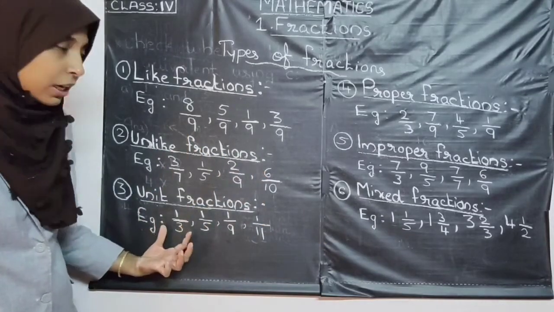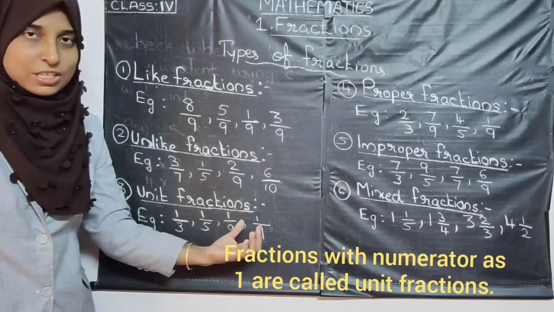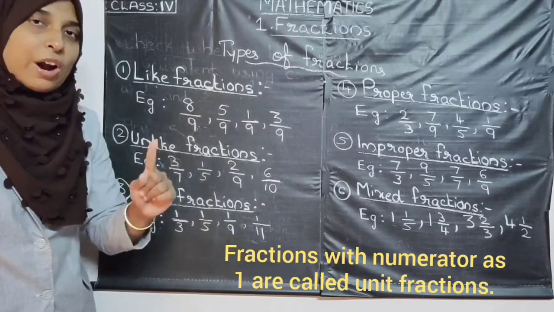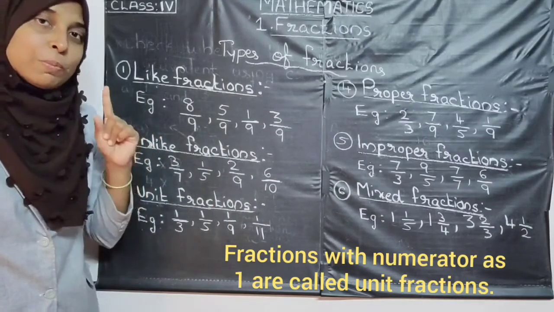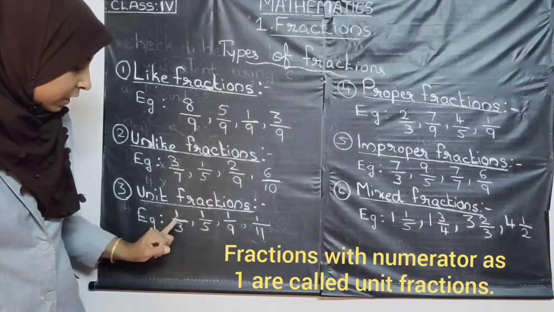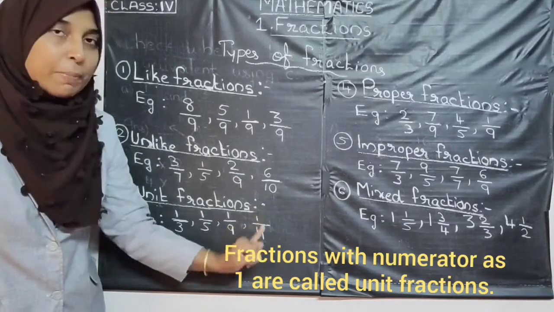Okay, the third one is unit fractions. The fractions with the numerator as 1 are called unit fractions. Look here, 1 by 3, 1 by 5, 1 by 9, 1 by 11.